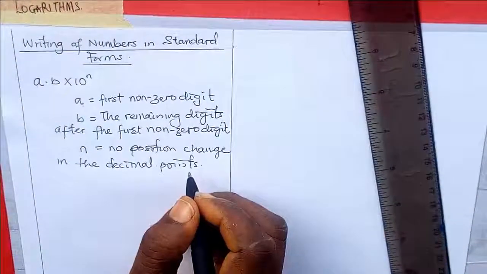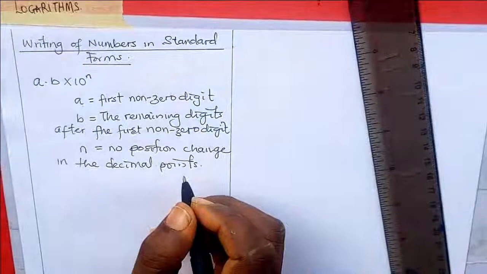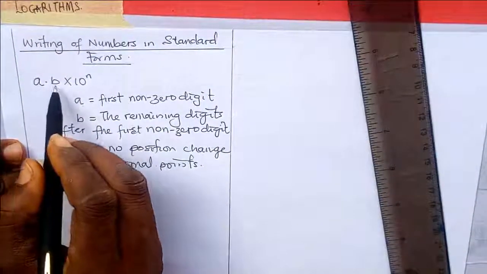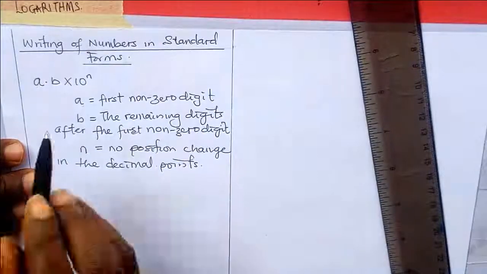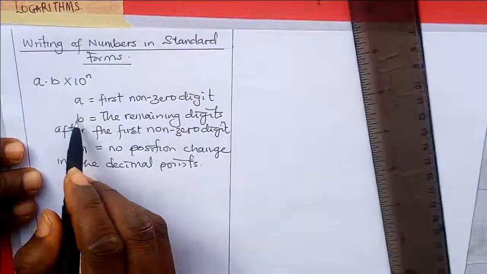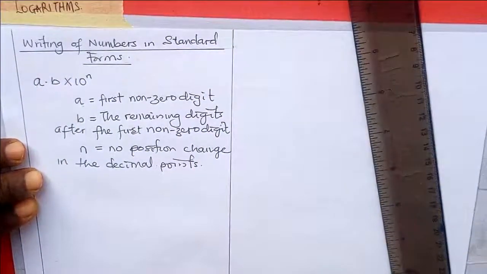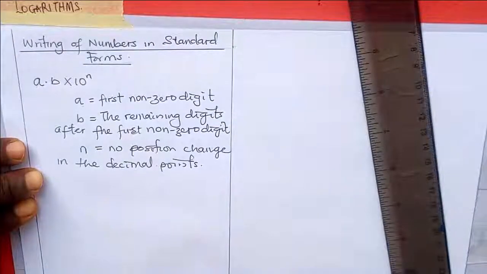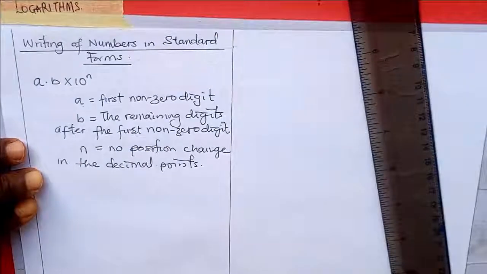So thank you for following it squarely. Don't forget, for you to write a number in standard form, you write it as a.b times 10 raised to the power of n, where a is the first non-zero digit in the given number, b is the remaining digits after the first non-zero digit, and n could be a positive whole number, negative whole number, or zero, that shows the position change of the decimal point in the number.